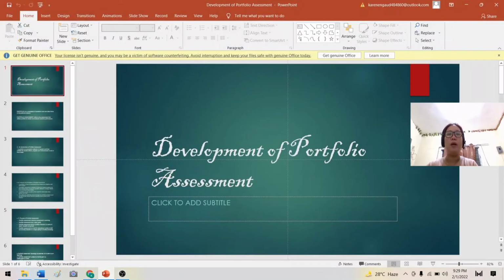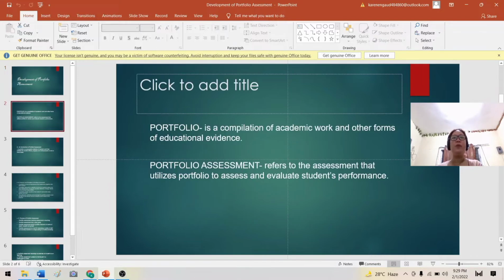My topic for today is about development of portfolio assessment. First, we have to define what is portfolio. Portfolio is a compilation of academic work and other forms of educational evidence, evaluating coursework, quality learning progress, and academic achievement, determining whether students have met learning standards or other academic requirements for courses or grade level.